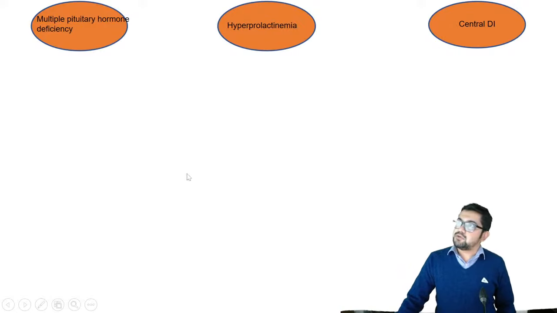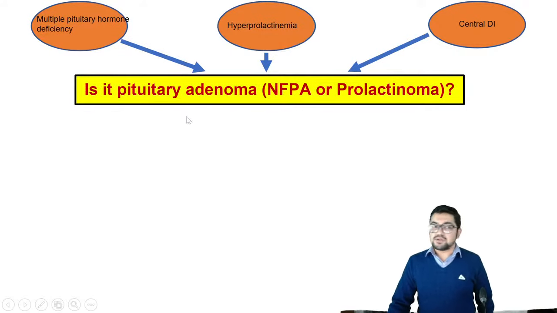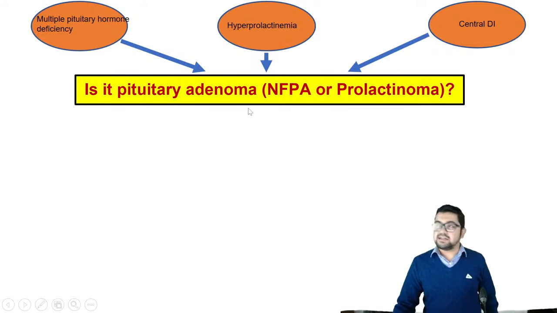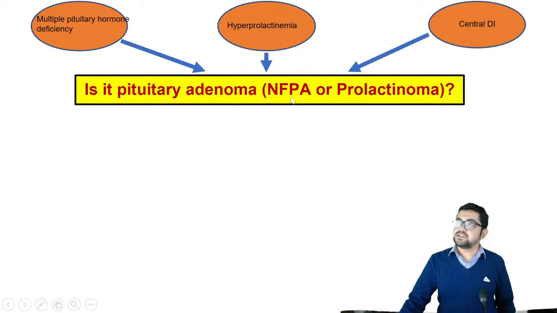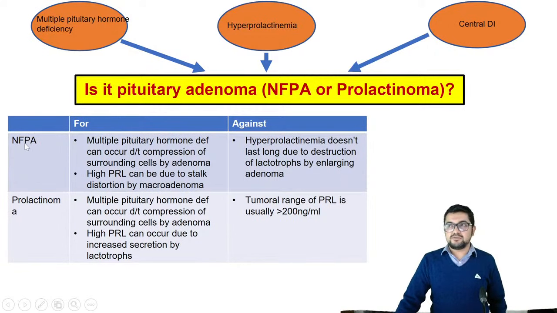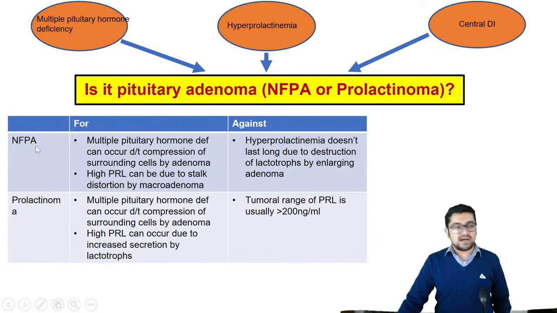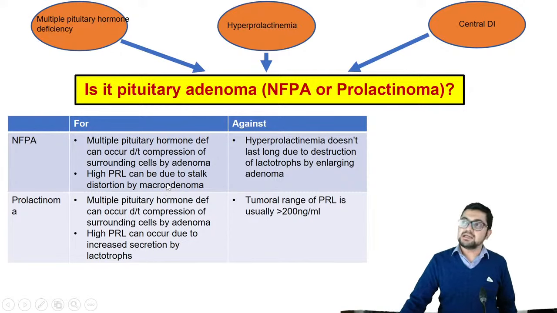So, when we bring all these three symptom complexes together, the first thing that we doubted was a pituitary adenoma. Although she didn't have overt clinical features of hormone excess, if it is an adenoma, it could either be a non-functioning pituitary adenoma or a prolactinoma. As the name suggests, a non-functioning pituitary adenoma usually presents with mass effect. So the multiple pituitary hormone deficiency in this case could be due to compression of the surrounding cells by the enlarging adenoma, and the high prolactin could be due to stalk distortion caused by the macroadenoma.